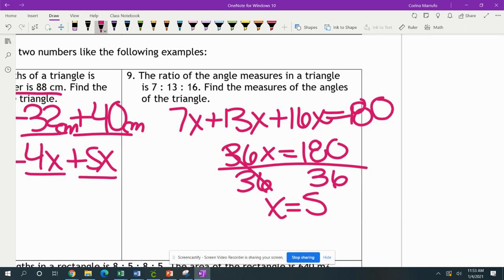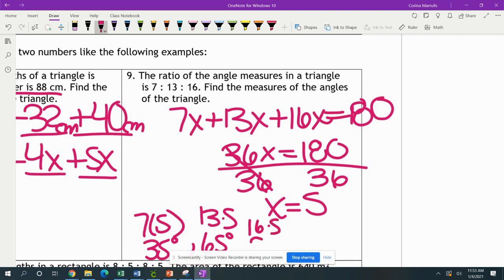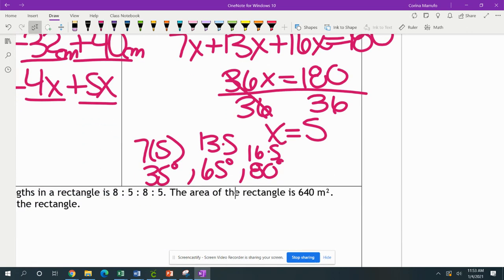Okay. So then they want us to find the angle measures. We go ahead and plug it in. So 7 times 5 gives us 35. That's going to be the first angle. Then we have 13 times 5. That's 65. That's the other angle. And then we have 16 times 5. That gives us 80. And that is the third angle. So the three angles of our triangle are 35, 65, and 80.